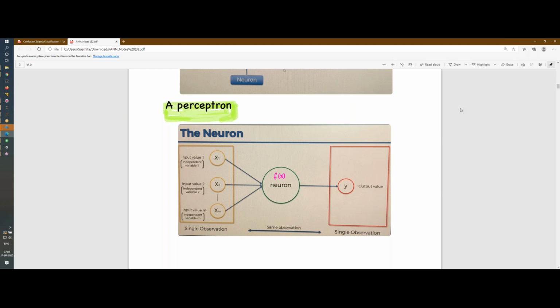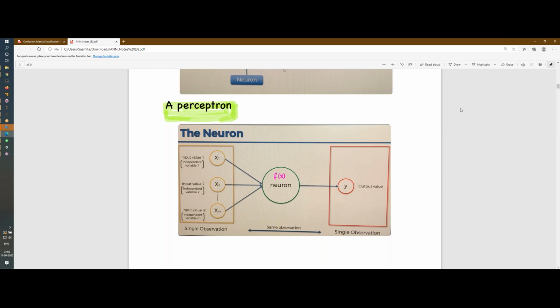Perceptron is single layer, only one layer will be there. We have an input layer, a neuron, and an output layer. What is the input layer? The number of nodes in the input layer equals the number of columns available in our data. If I have 500 columns, there will be 500 nodes in the input layer. If I have 1000 columns, there will be 1000 nodes. Each node represents one independent feature.